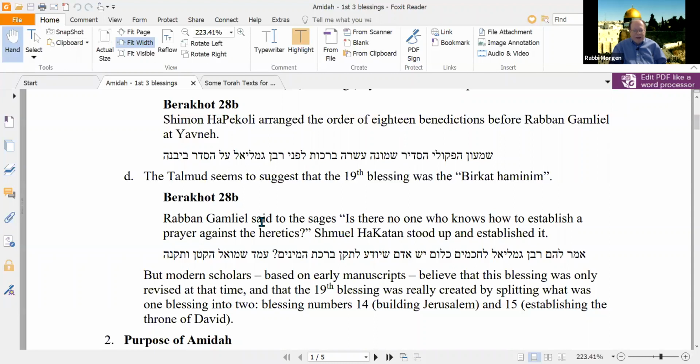Based on this Talmudic passage, which is on the same page as the Shimon HaPakuli one, and it's the same Rabban Gamliel, early Jewish scholars thought the 19th blessing, what you were just talking about, was the one added by Shmuel HaKatan, who established the prayer against the heretics. Okay, I should have read further. Al Hamalshinim, on those who slander us, let them, beg God to destroy them and wipe them out.